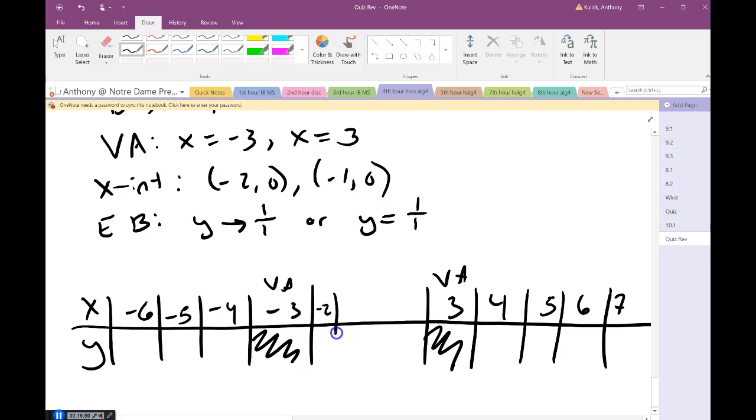So negative 2, negative 1. I need something in between there. So we'll have negative 1.5 and something. And then we'll do 1 and 2 or something like that. I don't know. It's going to be kind of a mess in the middle there, but it's okay.